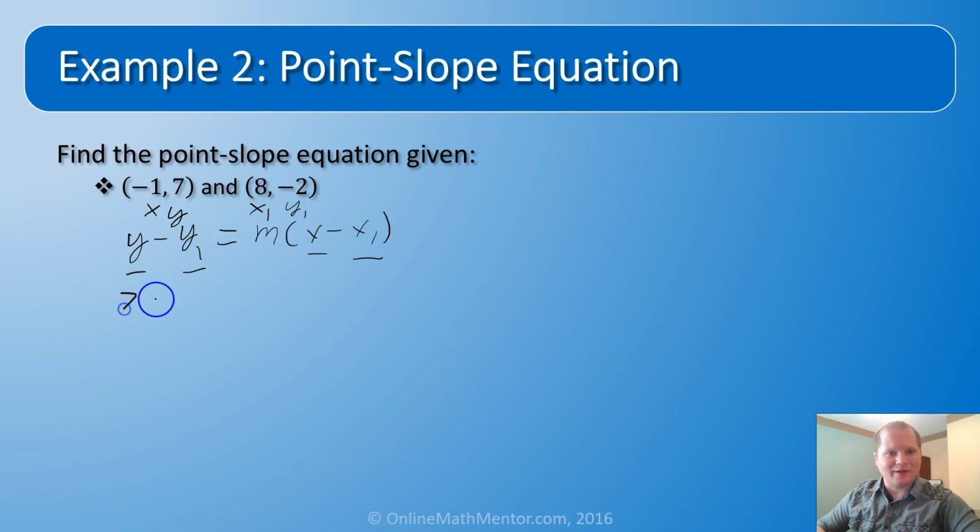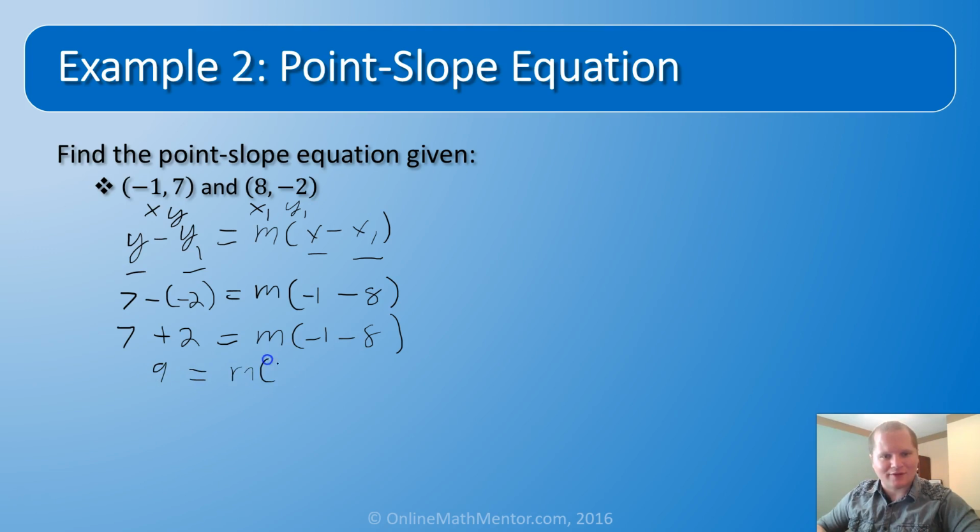So substituting those in, we get 7 minus negative 2 is equal to m times negative 1 minus 8. Simplifying this, we get 7 plus 2 is equal to m times negative 1 minus 8. And that simplifies to 9 is equal to m times negative 9. Divide both sides by negative 9. And we are left with negative 1 is equal to our slope.